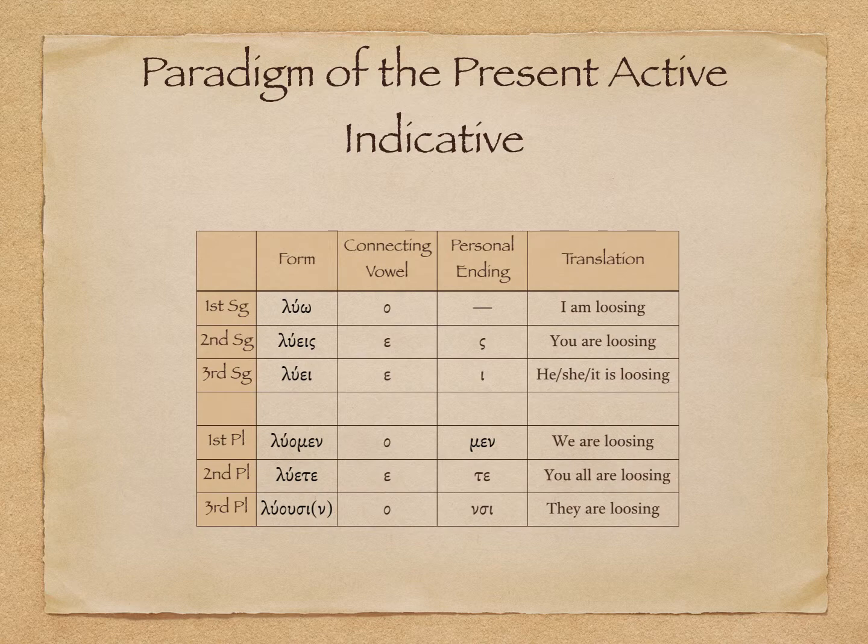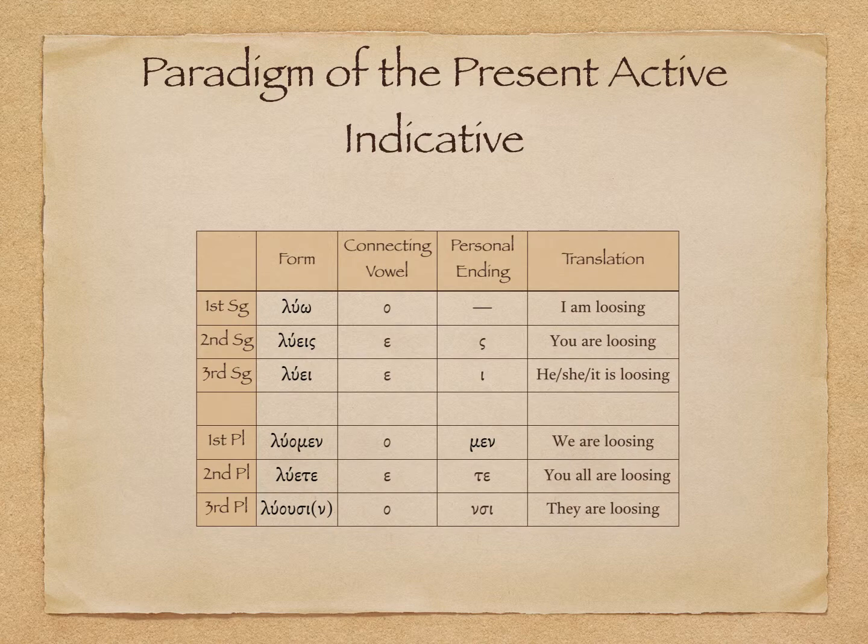Omicron for the endings of mu and nu in first and third plural. And then if you'll notice first singular, there is no personal ending, so that has an omicron, and it lengthens then to an omega for luo.